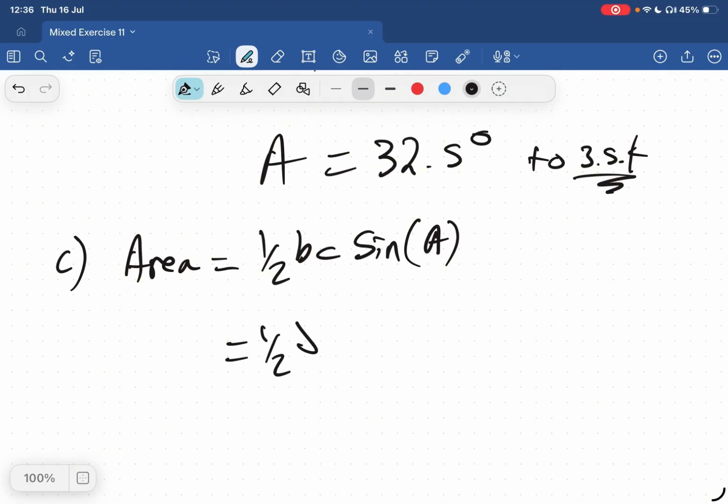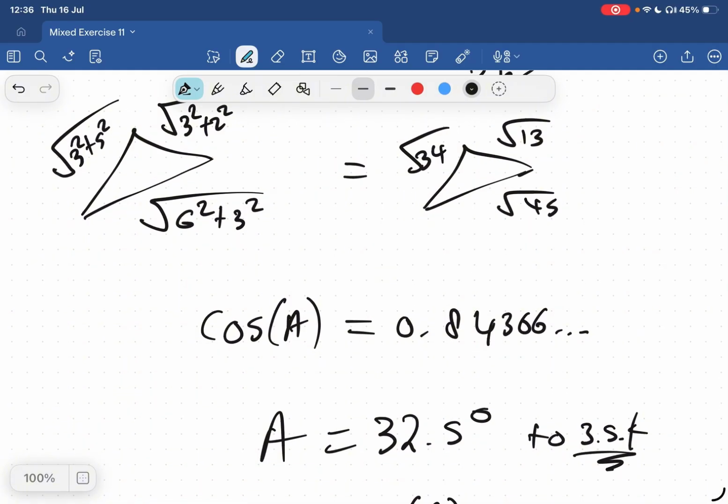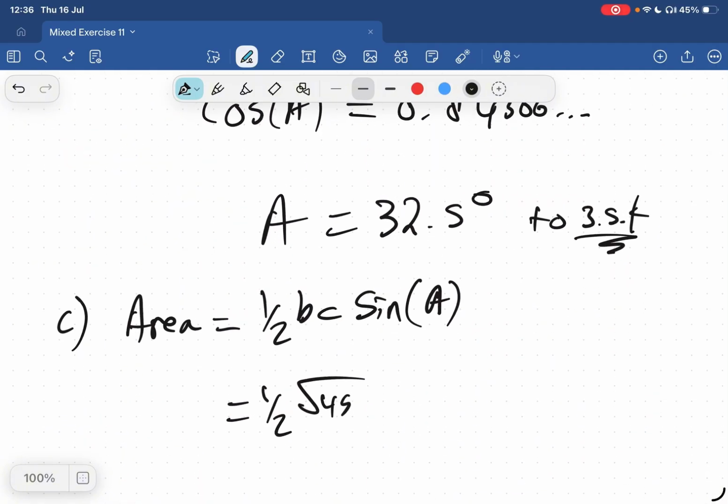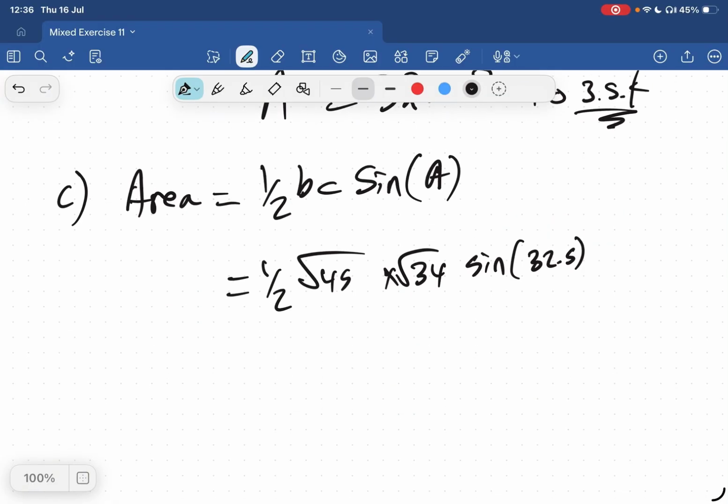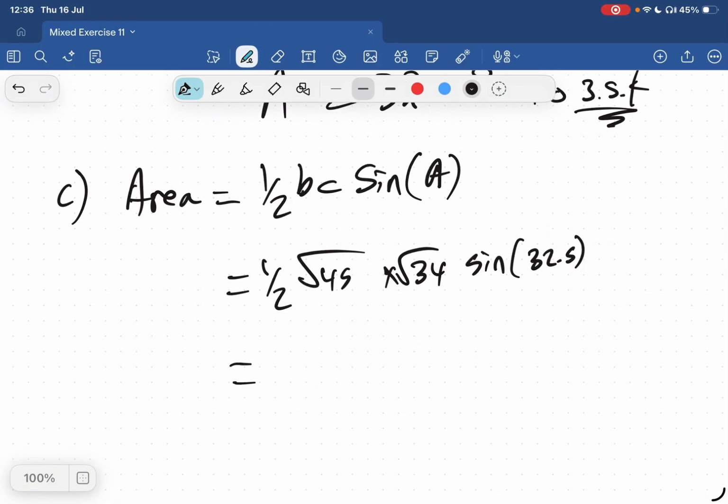Okay, we know what b and c are. It's 45 and 34. Okay, and then we use sine A, we just use answer in our calculator. And when we sub that in, we should get square root of 45 times 34 times sine answer, and we get 10.5 exactly. Okay, that's when you know the answer is right, when you put in all those different weird numbers, square root 45, square root 34, and you get such a simple answer like 10.5.